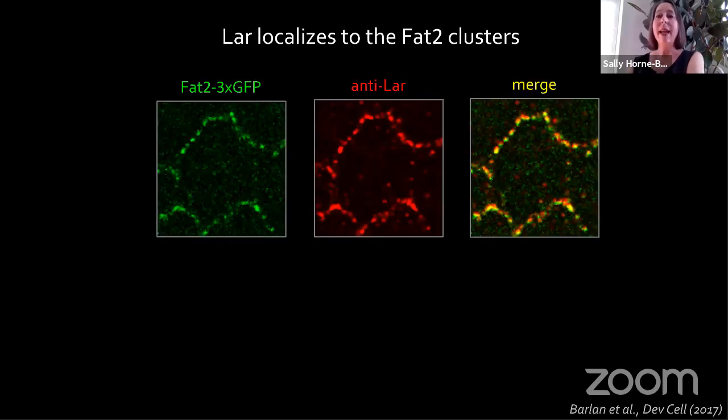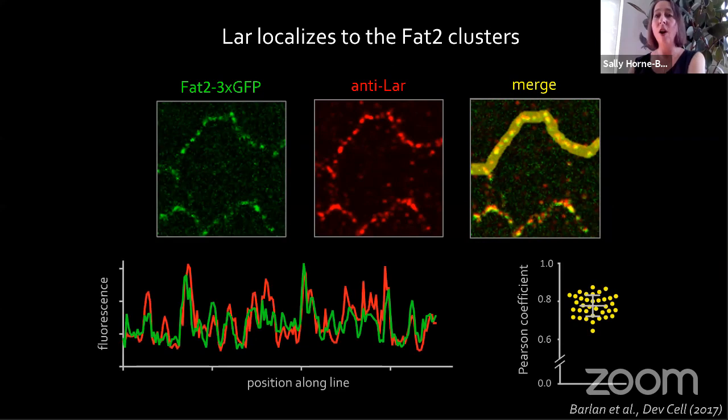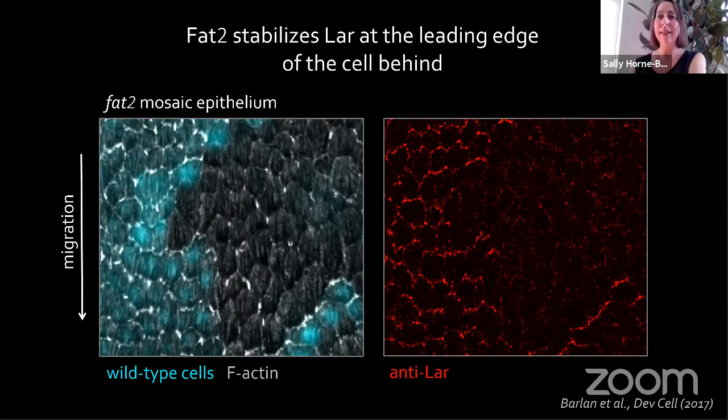Okay, so just like FAT2, LAR forms nice discrete puncta within the plasma membrane, and these puncta beautifully overlap with those of FAT2. And again, if we take line scans along these interfaces and look at the overlap between the signals, we're getting a correlation coefficient close to 0.8. So it's really a very nice co-localization. But what's even more convincing is FAT2 is required to stabilize LAR at the basal surface of the tissue.